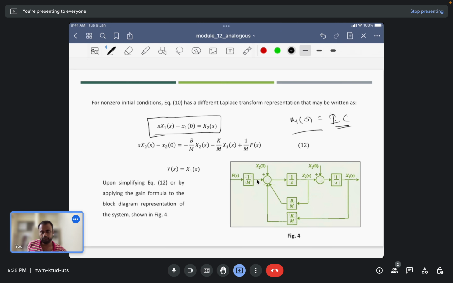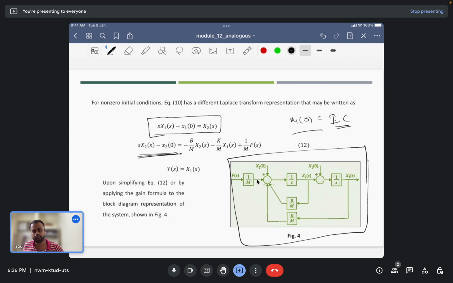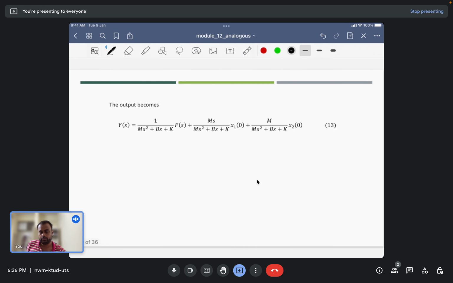With initial condition, we have tried to solve the problem, and with initial condition again we substitute the value of x1 of s. So on substituting x1 of s, here we can write it either as s times x2 minus x2 0. So on simplifying this equation, we can again draw the block diagram as shown here in figure 4, and the output now is this function. So this is the Laplace transform of the output for the given mechanical system.